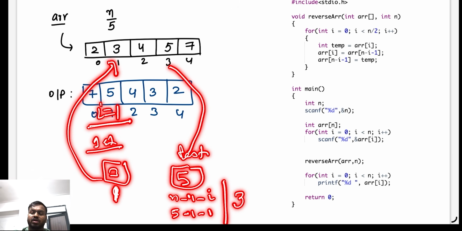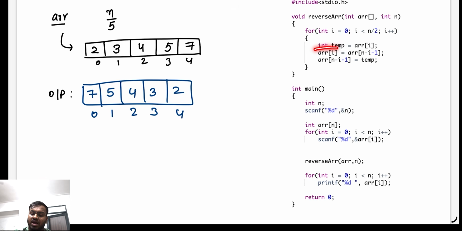And I am swapping the first and last elements. So how to swap a number? First I will create a temporary variable to store the first number. Then I will assign the second number to the first number. And then array of n minus I minus 1 is equal to temp. In this way your array elements have been swapped.